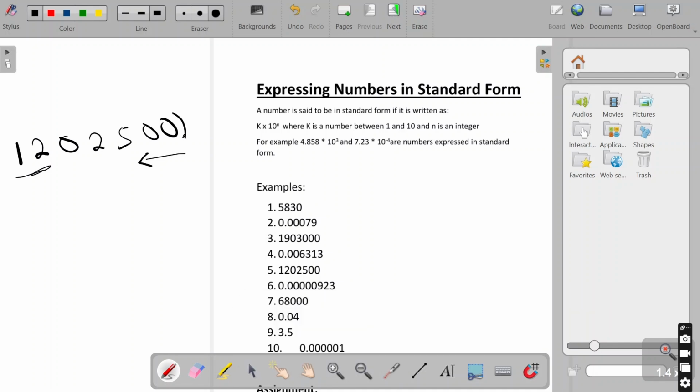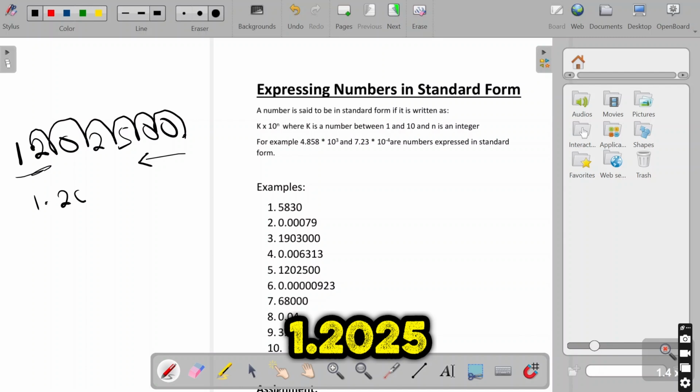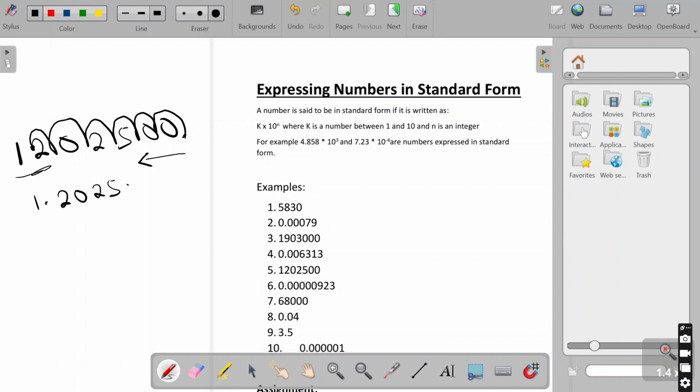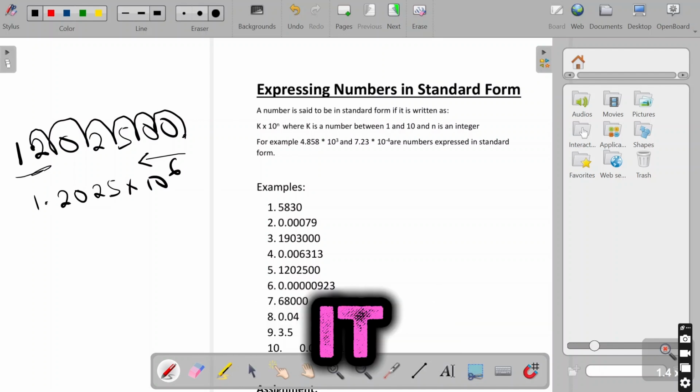So I'm moving here 1, 2, 3, 4, 5, 6. So that will give me 1.2025 times 10 raised to power 6. 10 raised to power 6, because I moved this 6 times. Number of times I moved it.